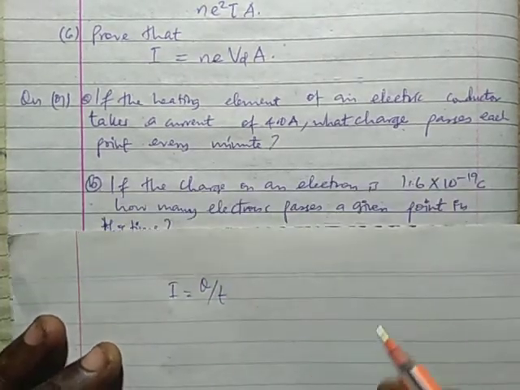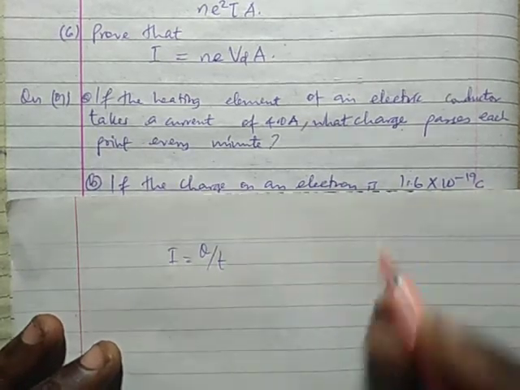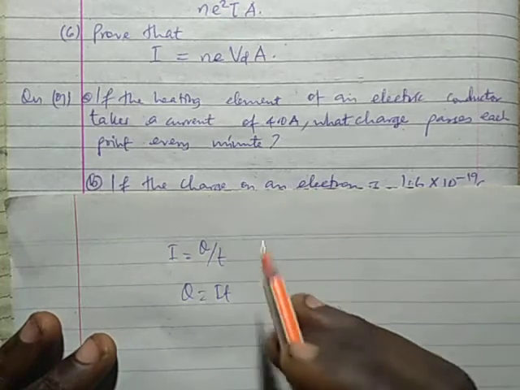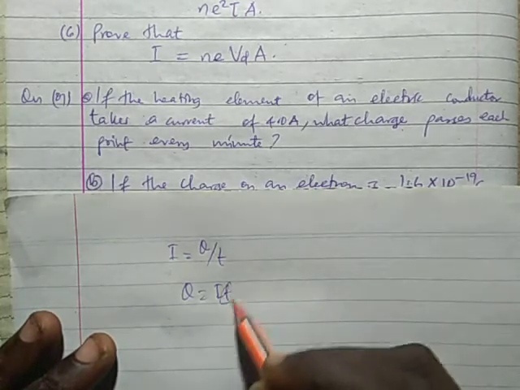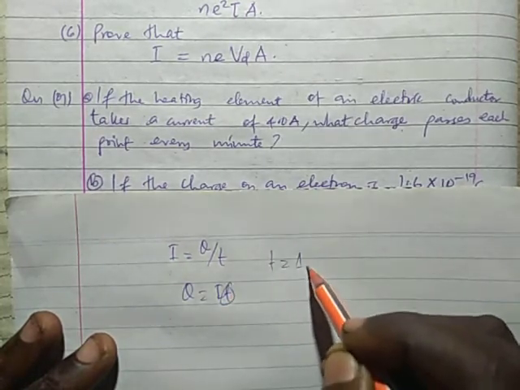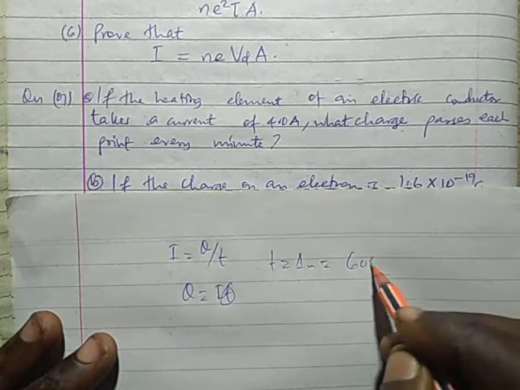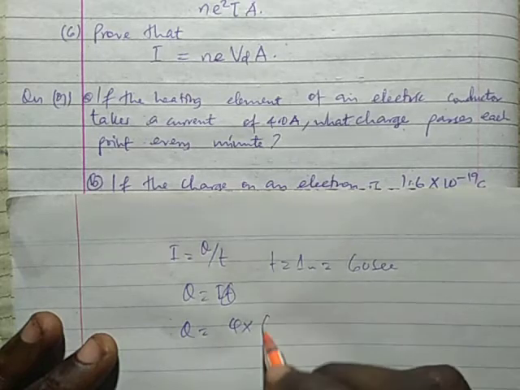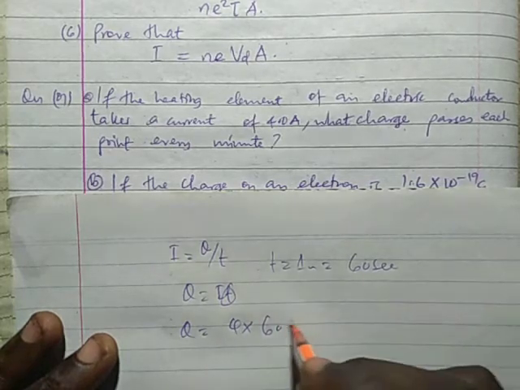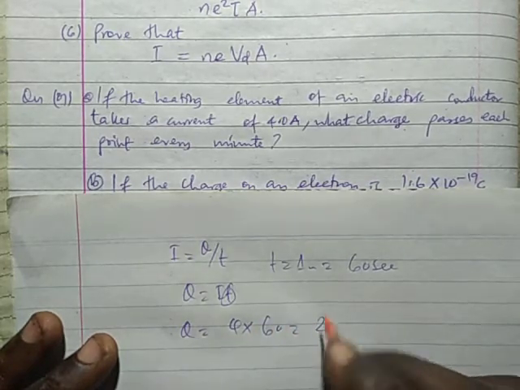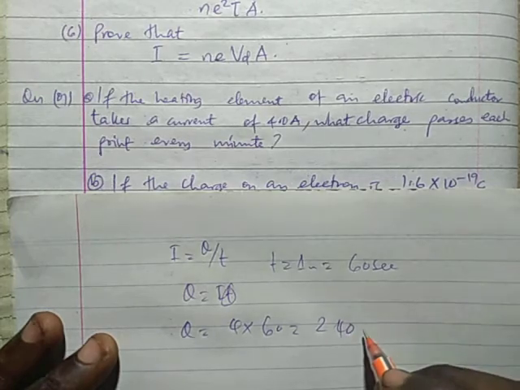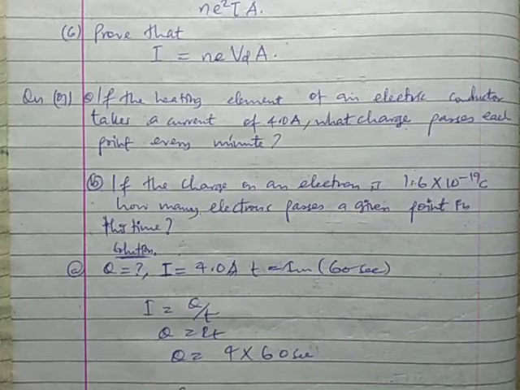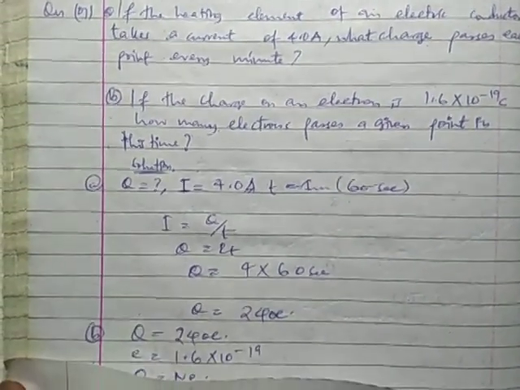So tumeulizwa what charge passes, manake Q will be equal to IT. Given the current which is equal to 4 ampere and time is equal to 1 minute, which is equivalent to 60 seconds. So quantity of charge Q will be equal to 4 times 60, ambayo itakuwa ni 240 coulombs, 240 coulombs. Kwa hiyo hiyo ndio itakuwa quantity of charge.